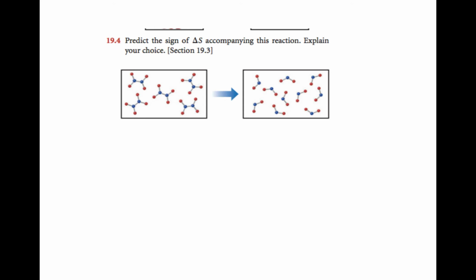Producing more particles is making things more disordered. So going from a solid to a gas, increased disorder. Making more particles, becoming more disordered. So the positive sign on delta S.